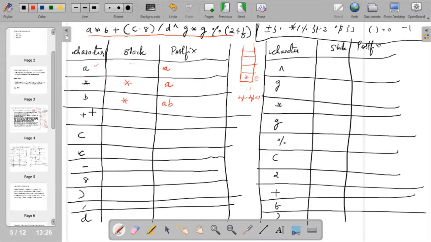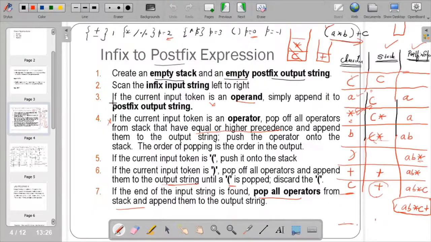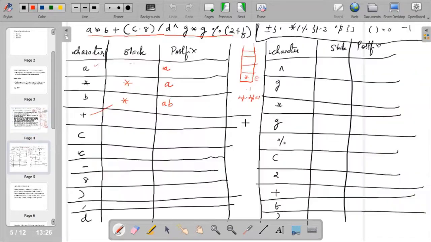Next you have the operators star and plus. Now check what I need to check over here. Whenever I find star and plus, I need to check the priority, the conditional I told you in the algorithm. If the current input token is an operator, pop off all the operators from the stack that have equal or higher precedence and append them to the output string. This is an operator and in your stack you already have a star. The priority of this star is higher than the priority of this plus. The condition is this is high and this is low. Always write that over there when you try to solve, and you will not get confused.